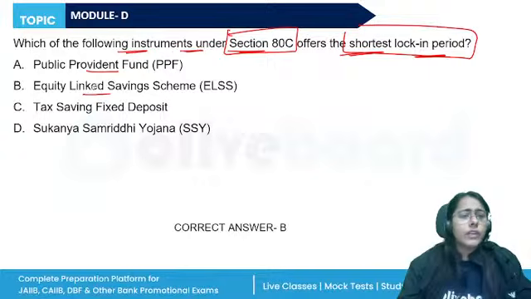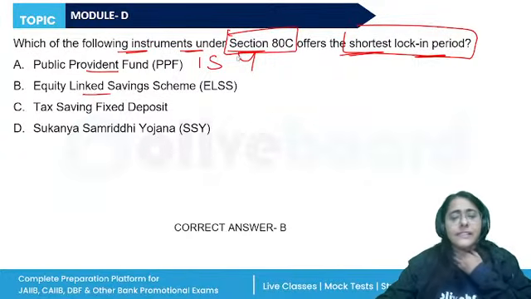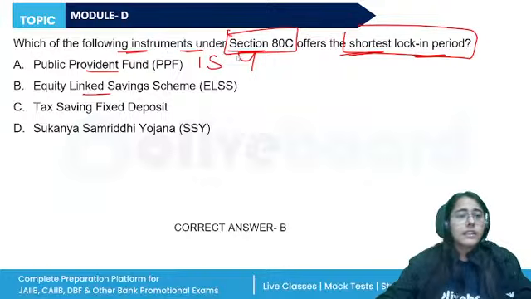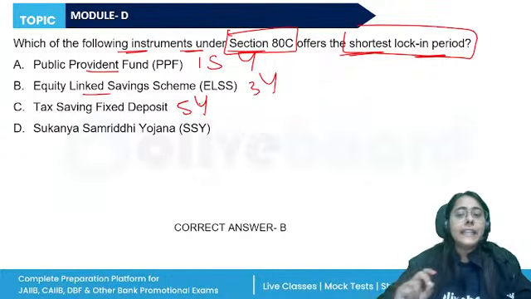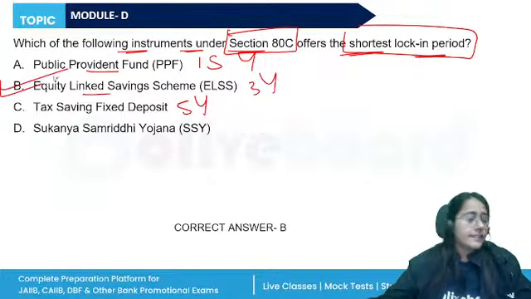What else is given to us? The Public Provident Fund, 15 years. It cannot be withdrawn before 15 years without a penalty. Then the equity linked saving scheme we have discussed is 3 years. The tax saving fixed deposit has a tenor of 5 years. And Sukanya Samriddhi Yojana will be till the girl child gets to the age of 21. So the correct answer will be B, ELSS.